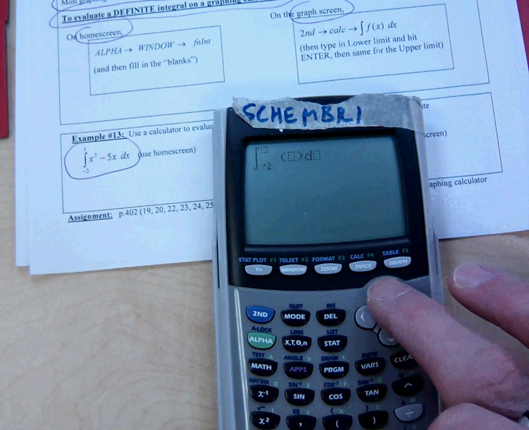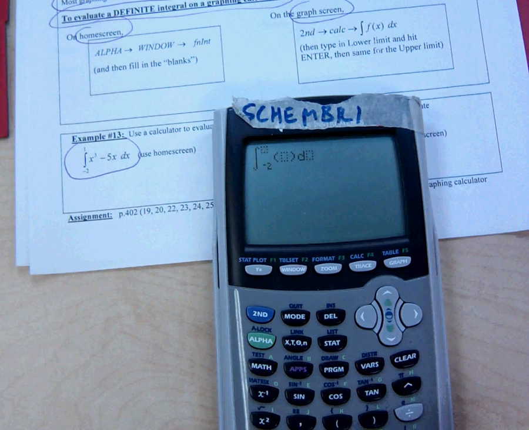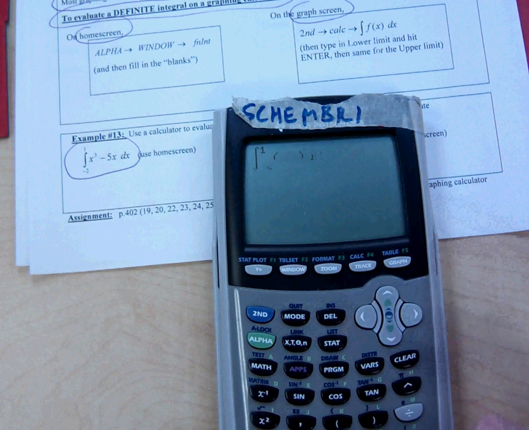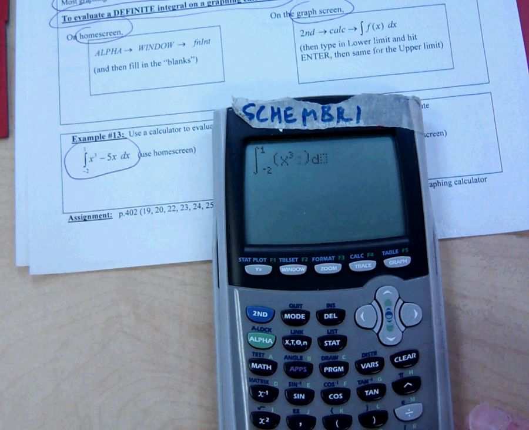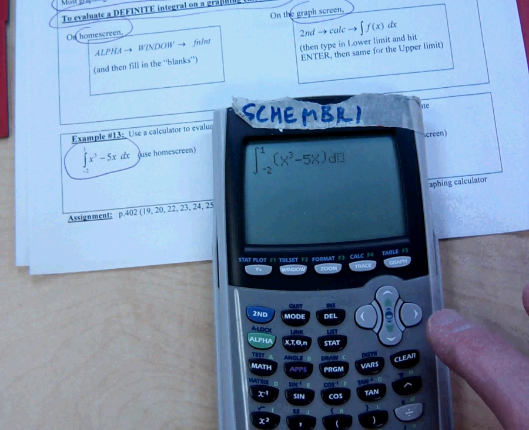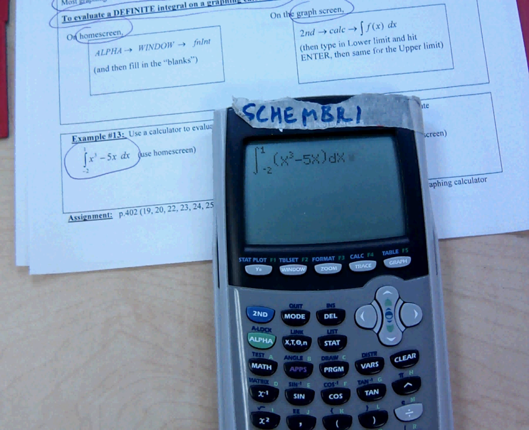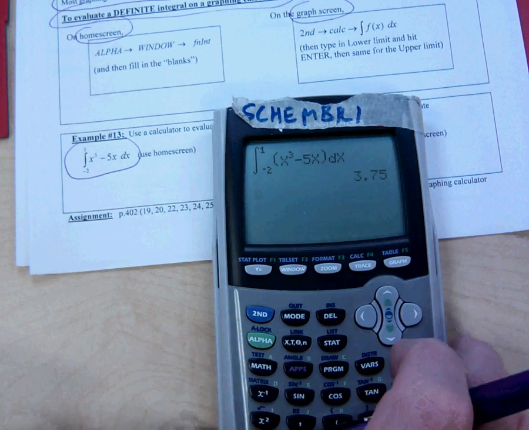-2. Then you move up here with your arrow button. You put in a what? 1. Then you put what here? X to the third minus 5x. And what do you put here? X. And then you hit what? Enter. Easy. Yes? Got it, guys? Okay.